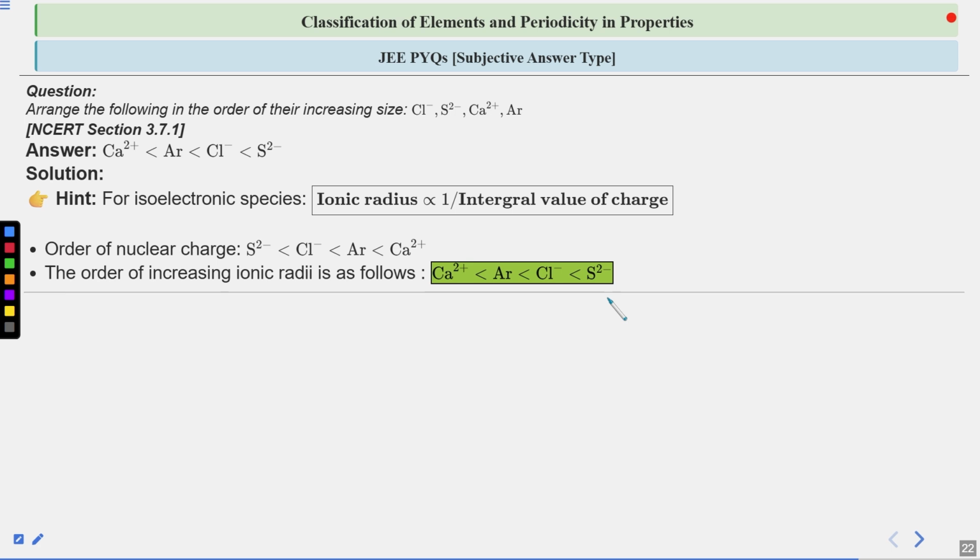Okay, just think from the logic point of view. Do not think that you have to find it experimentally. The actual point of view will clearly tell you that argon will have a radius greater than calcium 2 plus and smaller than the rest of the negative ions. I hope this is clear to all of you. Moving on to the next question.